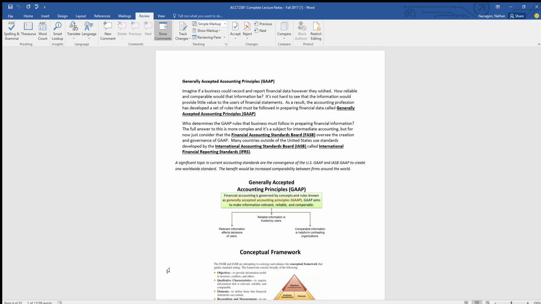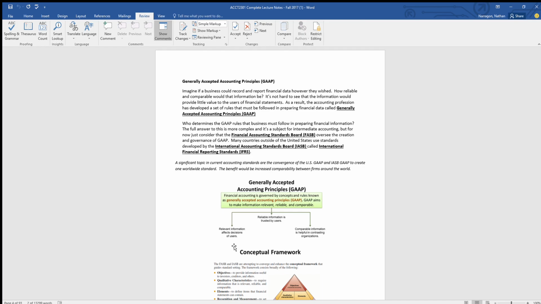One, is it relevant information and affects the decisions of users? Is it relevant to our cause? Is it relevant to our business? Two, is it reliable? Information is trusted by users. So, are we honest? Are we showing the truth? Can they actually take that and go, yes, this is trustworthy?